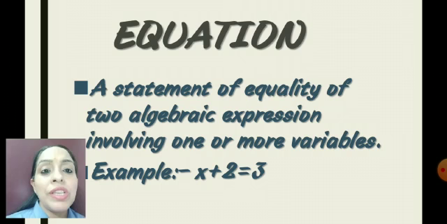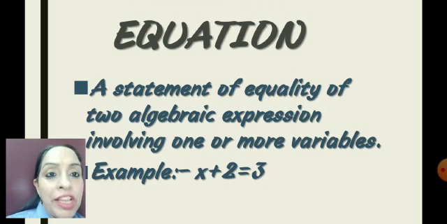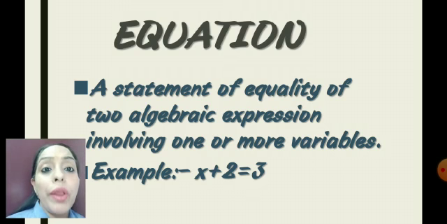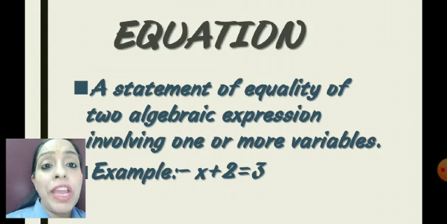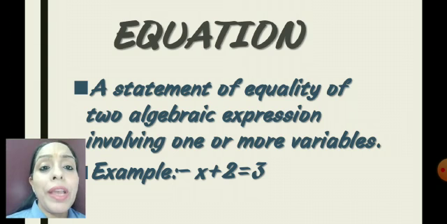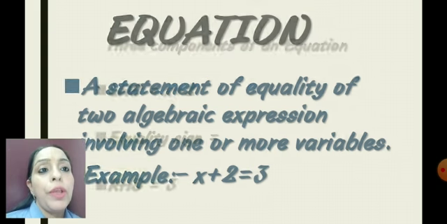The first is equation: a statement of equality of two algebraic expressions involving one or more variables. What are variables? Variables are denoted by small letter alphabets, that is from a to z. Here you can see an example, x plus 2 is equal to 3. What is the variable? That is the x. There is an algebraic expression, and when an algebraic expression has one or more variables, that is called the equation.